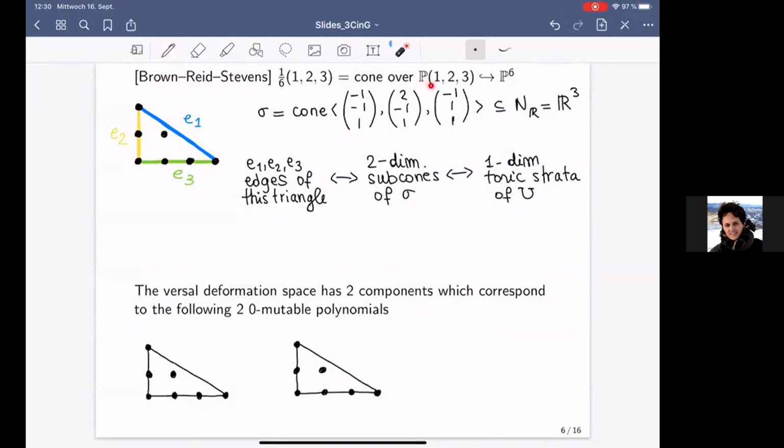You take P(1,2,3). This is a weighted projective space. It's a toric del Pezzo surface with 2 singularities. One is an A1 point and one is an A2 point. So this is a singular del Pezzo surface of degree 6. You take the anti-canonical embedding, which embeds inside P6, and then you take the cone over that. And then I consider U this cone.